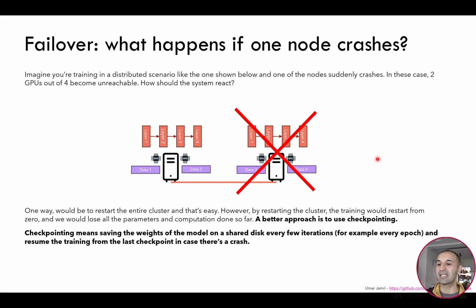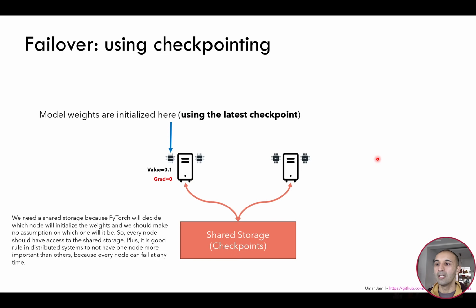So checkpointing means that we save the weights of a model on a shared disk every few iterations, for example, every epoch, and then we resume the training from the last checkpoint in case there is a crash. So remember the step in which we initialize the weights of the model in one node and then send it to all the others? Well, instead of just initializing it randomly, we can initialize the weights of the model using the latest checkpoint available so that the training can continue from there.